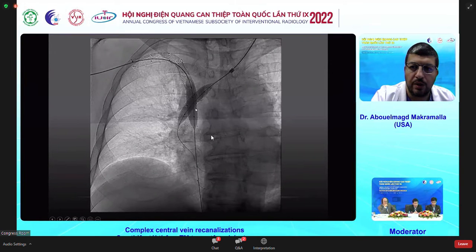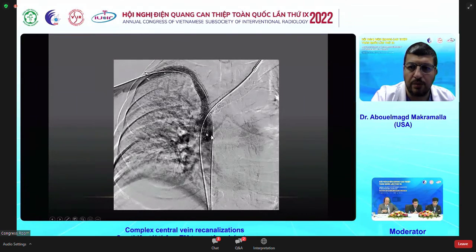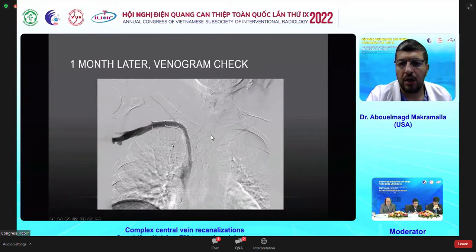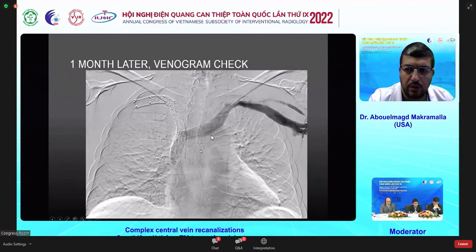So this was after placing those stents and angioplasty, and you can see there's patency of the right brachiocephalic vein stent and patency of the left side as well. We brought him back for a venogram 1 month later, and the stent was open, and the left side stents were also open. You notice that we did not jail off the left internal jugular vein.